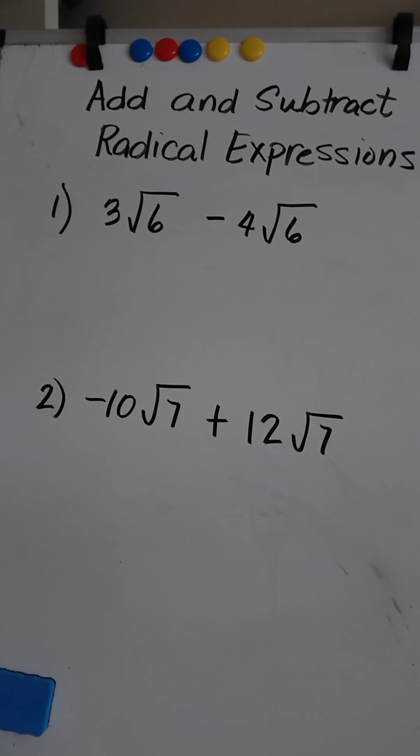Hello, hello. So today we are going to learn how to add and subtract radical expressions. Number one, we have 3 square root of 6 minus 4 square root of 6.